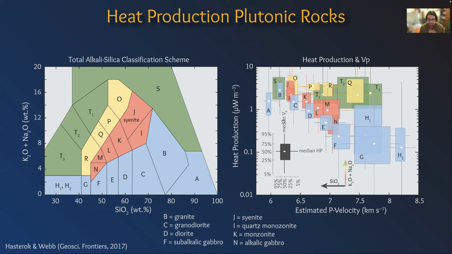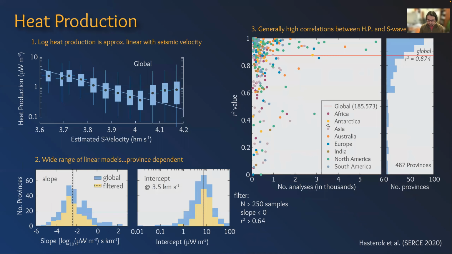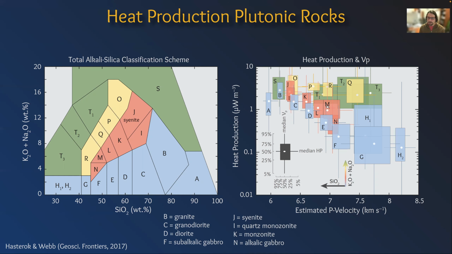If we look at those as a function of seismic velocity, what you'll notice is there's a pretty good trend among these subalkalic rocks: with increasing seismic velocity, there's a decrease in heat production. As we increase the amount of alkalis in the rocks, they tend to increase in heat production. But some of these compositions out here, we don't find very much within the crust.